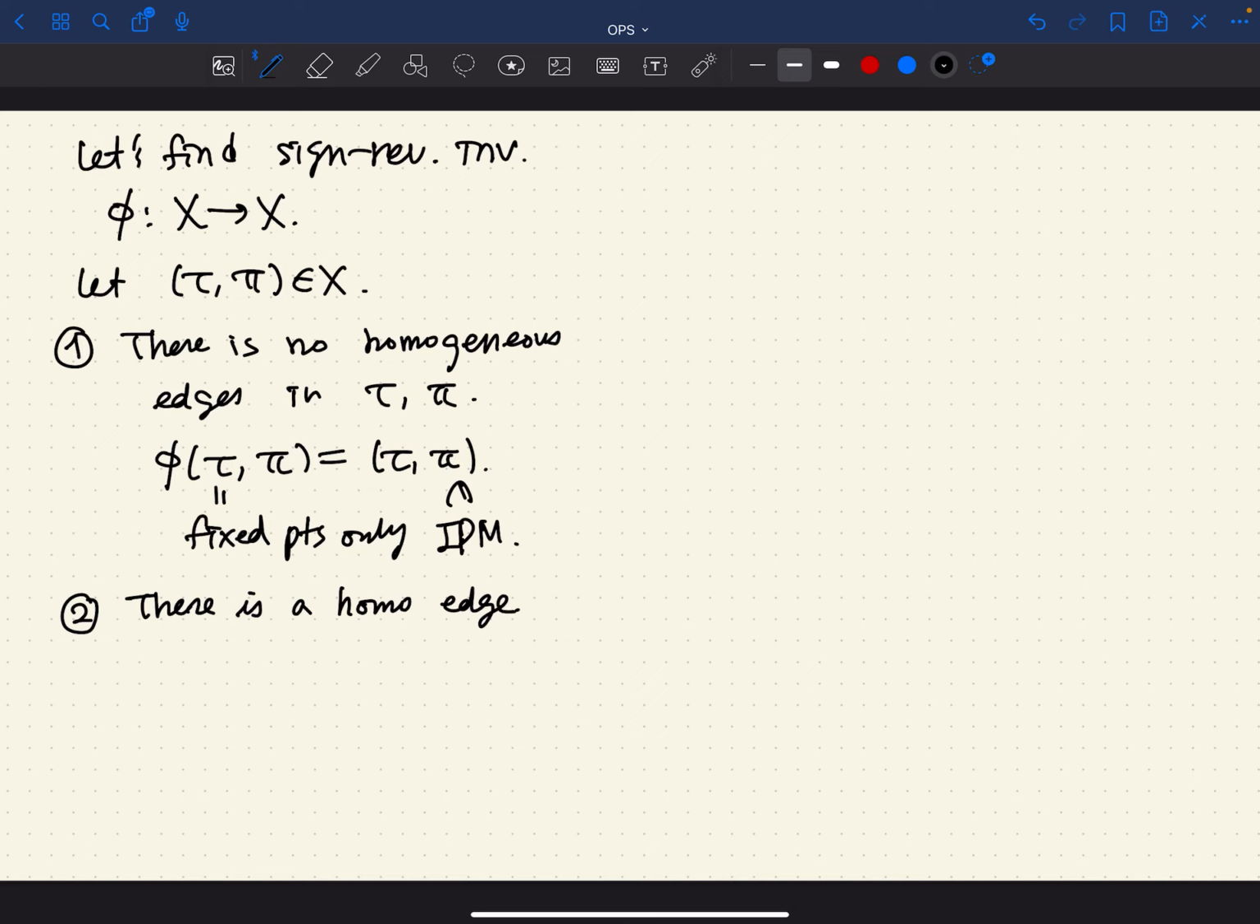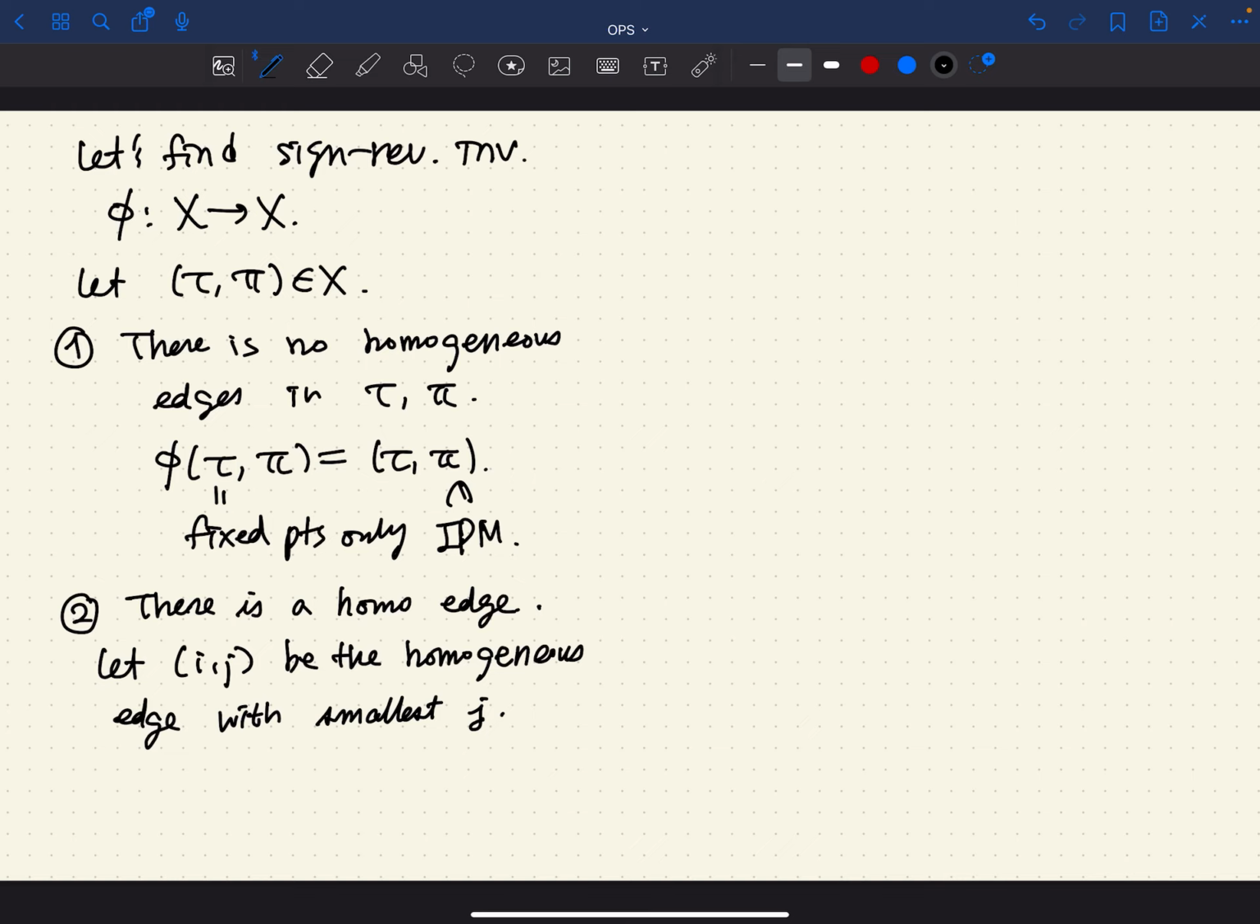And the idea in this case, like there could be many, so we have to find a way to select a specific homogeneous edge. So let (i, j) be the homogeneous edge with smallest j, say. If there are many, choose the homogeneous edge so that j is the smallest. J cannot be shared by other homogeneous edges, so it's going to be unique.